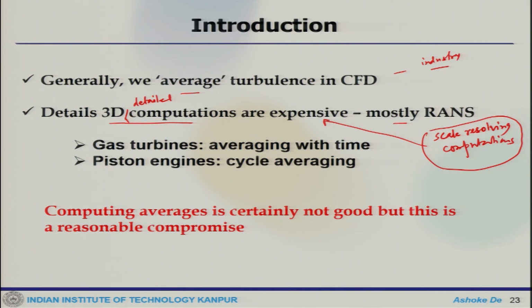And what kind of averaging do you do? A couple of them are, if you look at the gas turbine, you average with time because of the unsteady flow, and when you go to piston engines, you go by the cycles, how many cycles, and do the cycle averaging. But if one has to answer this question, is the averaging a good idea? Obviously not, but this is a reasonable compromise, because by doing this one can get a solution in quick time.